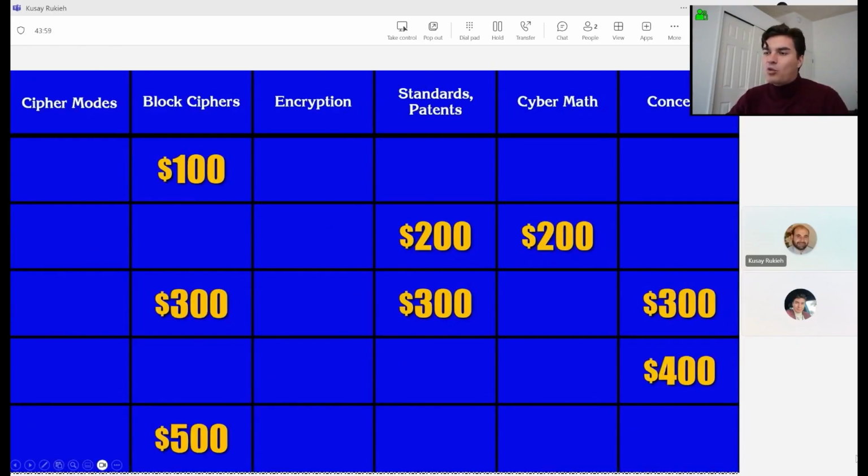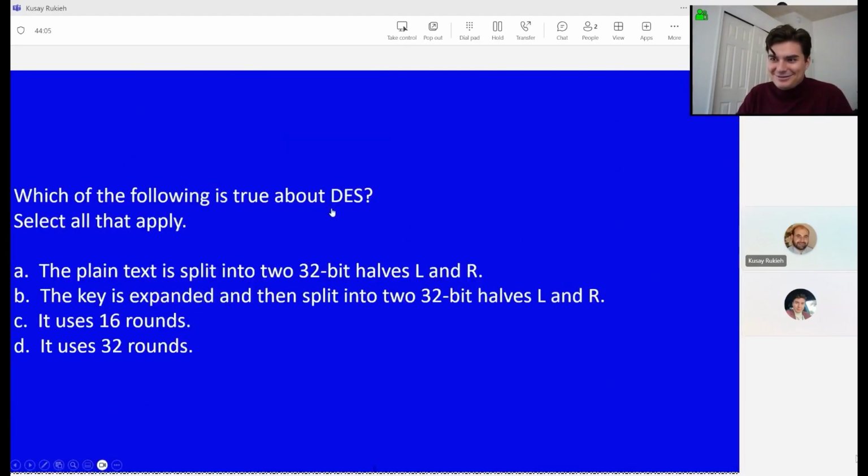Let's go with block ciphers for $100. I need an easier one now. What's the fine true about DES? Give me two. It uses 16 rounds. I'll give you that one. The plain text is split into two 32-bit halves, left and right. I didn't know that, but you have two possible answers on that.